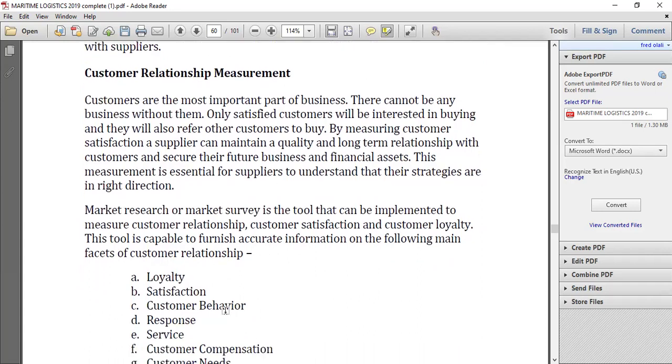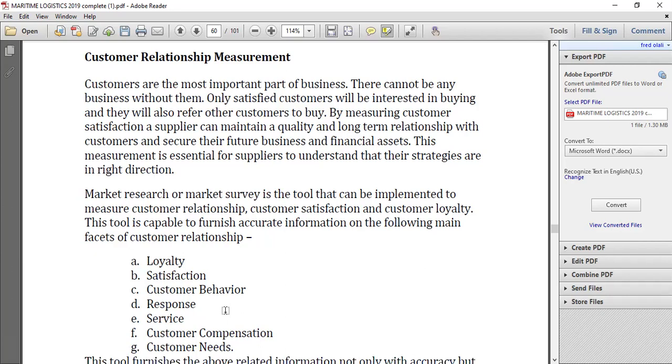Customer relationship measurement. How do we measure the customer relationship? Customers are the most important part of the business, so there cannot be any business without them. So only satisfied customers will be interested in buying, and they will also refer other customers to buy.